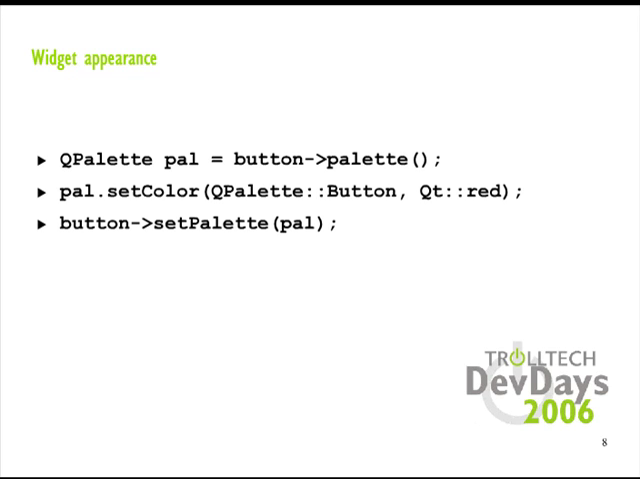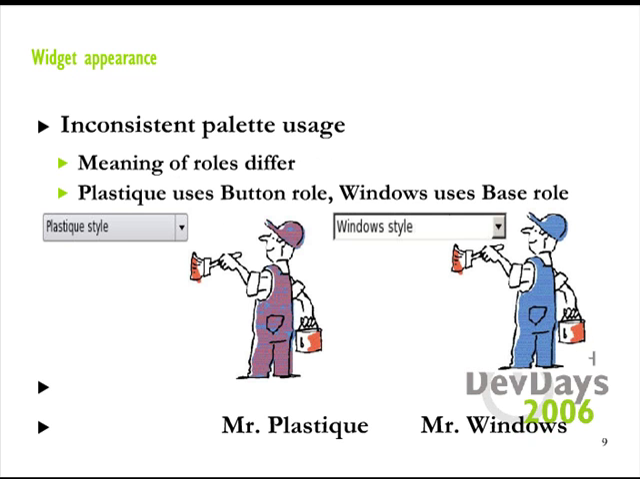And here's what I started doing as soon as Matthias told me about the push button project. QPalette pal, access the button's palette, get the button role, set it to red, set the palette back, and it worked. What is the problem here?